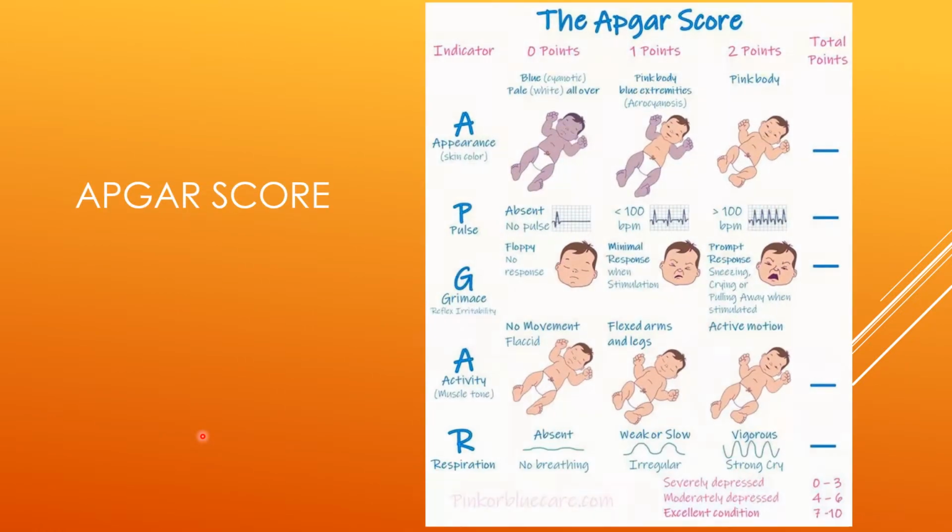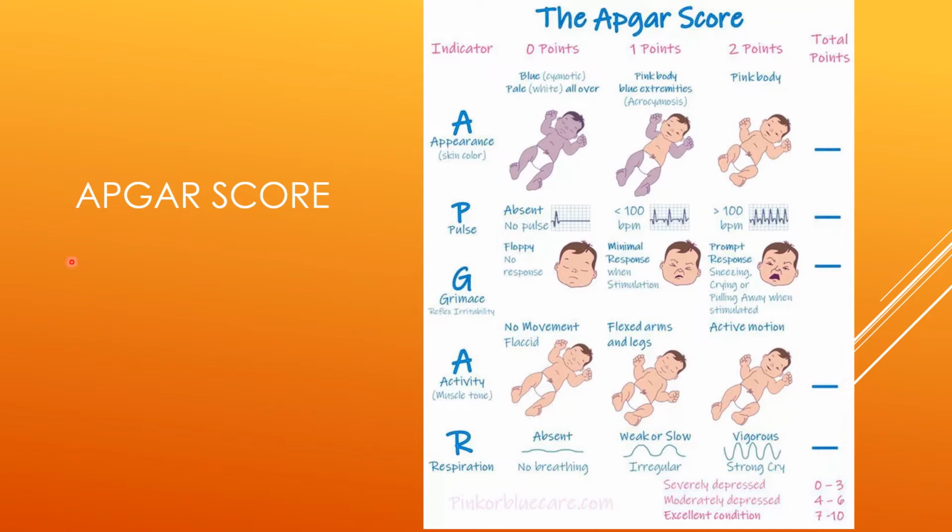Next, we can see the APGAR score. In the APGAR score, there are 5 components. The first one is appearance, the second one is pulse, the third one is grimace, the fourth one is activity, and the fifth one is respiratory effort. Appearance means the color of the baby. The second one is pulse, that is the heart rate.